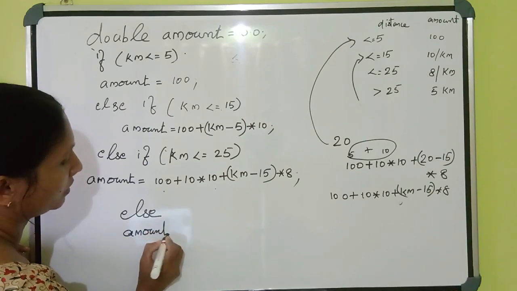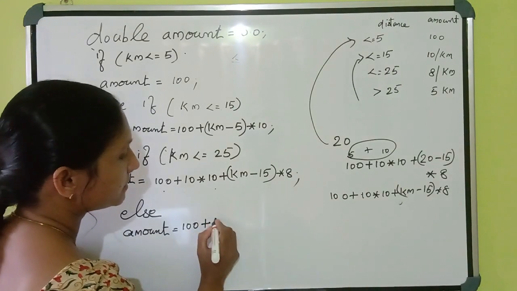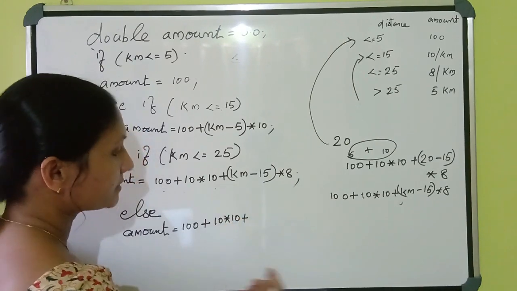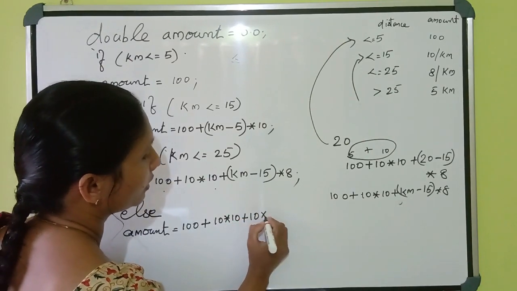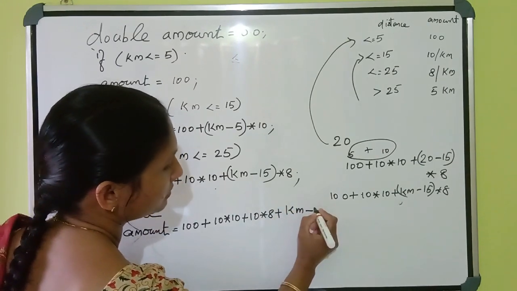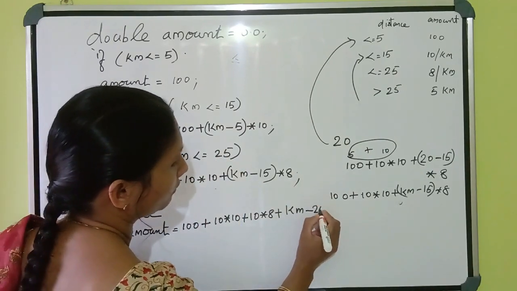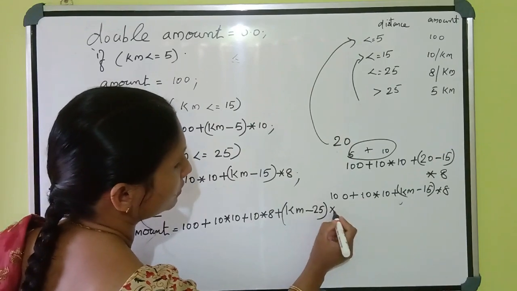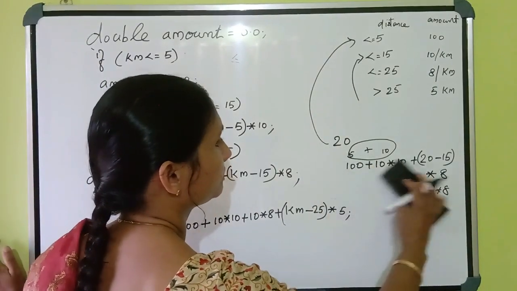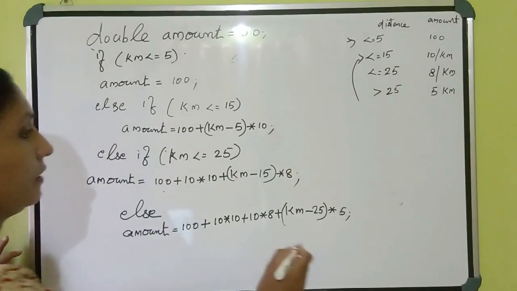Amount is equal to first 5 kilometer we need to write 100. Then next 10 we have 10 per kilometer, that means 10 into 10. Next 10, one more interval is there. Next 10, 10 into 8. For the last one, how can you write? Kilometer minus, totally we have, see, the final interval is 25. Then we need to write like this into 5. That's the final value. This is the way we have to calculate the amount.